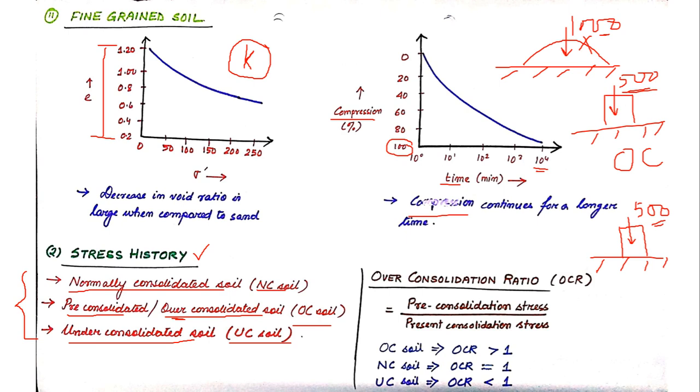So the soil in which the previous effective stress is equal to the present effective stress is known as NC soil. Or to be more simple, NC soil is that soil which experiences the stress for the first time. All right. And finally I have got under consolidated soil. Under consolidated soil means a soil which is undergoing consolidation. It is still under the process of consolidation. It is not fully consolidated. So such kind of soil is known as under consolidated soil or UC soil.